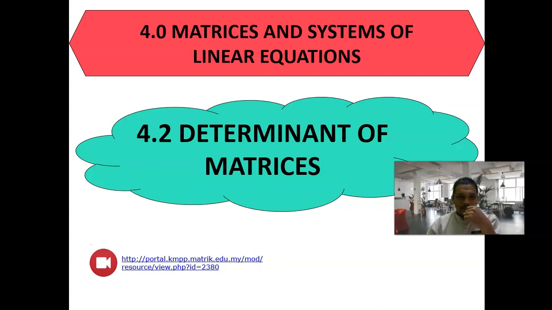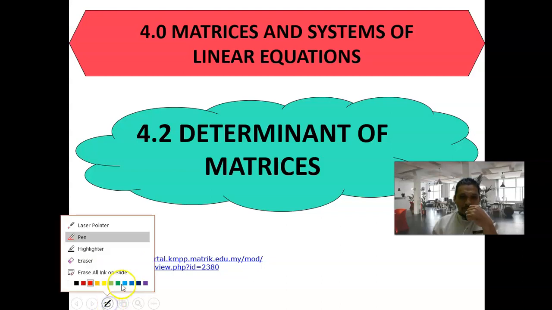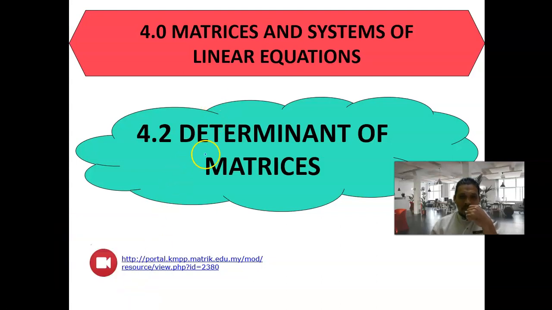Okay, so today we're going to look into the lecture for part 2 of the topic we call matrices and system of linear equations. Today we're going to look into the determinant of matrices. I do hope that you have your lecture notes in your hand right now. Without wasting so much time, let's continue with the first part of this topic here.